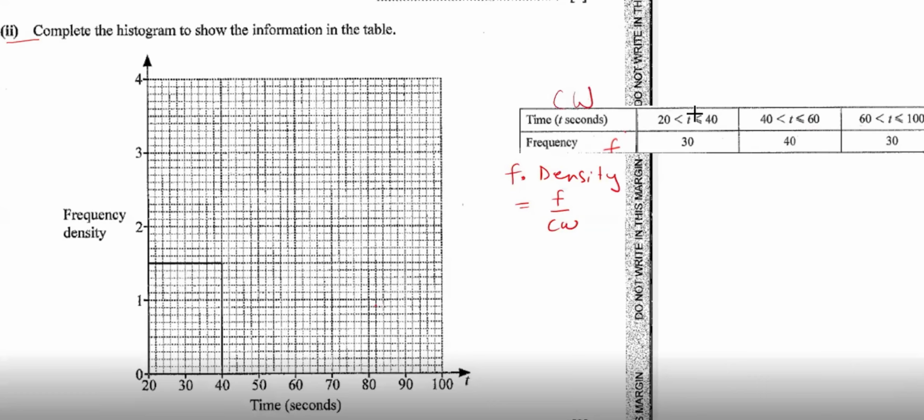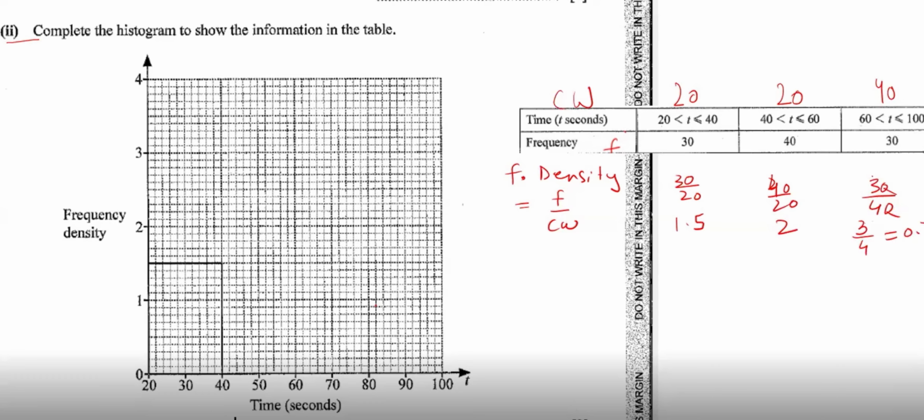Therefore, the class width of 20 to 40 will be 40 minus 20, which is 20. 60 minus 40 is 20. 100 minus 60, the class width of this interval will be 40. And the frequency density of the first interval will be 30 over 20, and this is equal to 1.5. Next, frequency density 40 over 20, that's equal to 2, and the next is 30 over 40, and this value will be equal to 0.75.